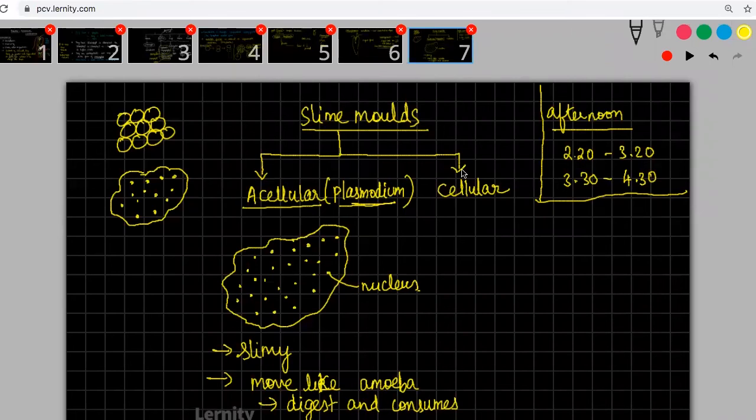Why aren't they classified as fungi? Because they are unicellular in nature. Had they been multicellular, it would be classified as fungi.